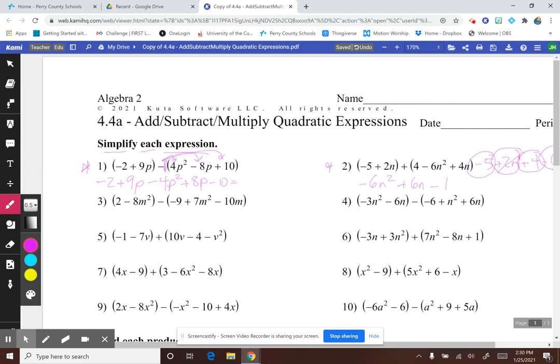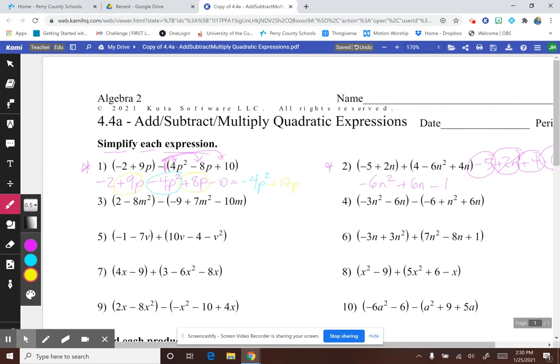So now let's just take a look at our like terms and what we have. And remember, we're always going to start with the highest degree term. So our highest degree term in this case, let me go ahead and change to another color, would be this negative 4p squared. So negative 4p squared would be the first thing I would write down. Secondly, I have a positive 9p and a positive 8p. So 9p plus 8p would be 17p.